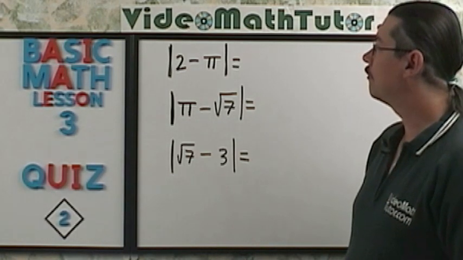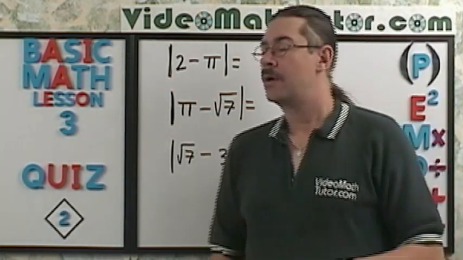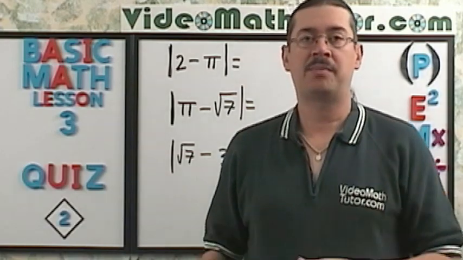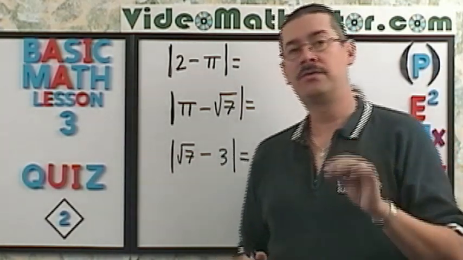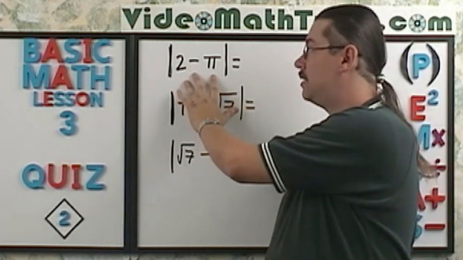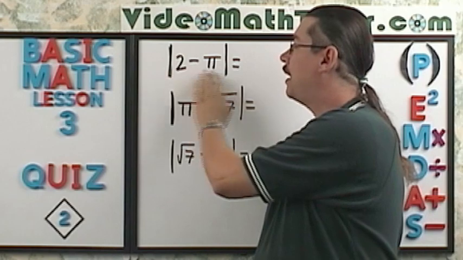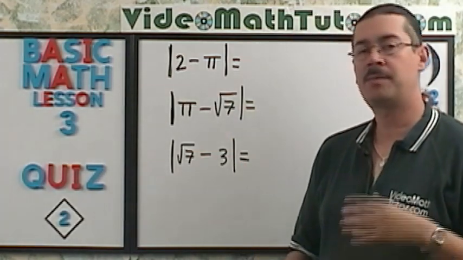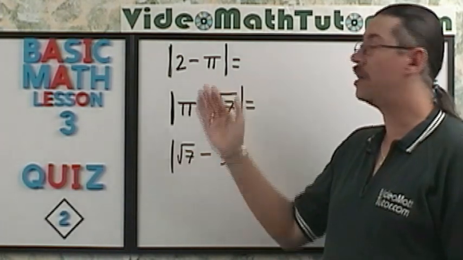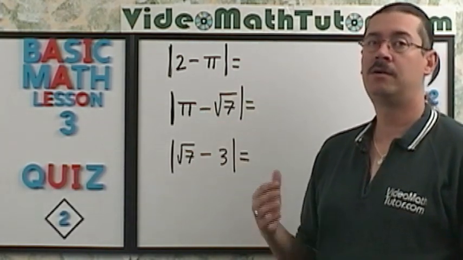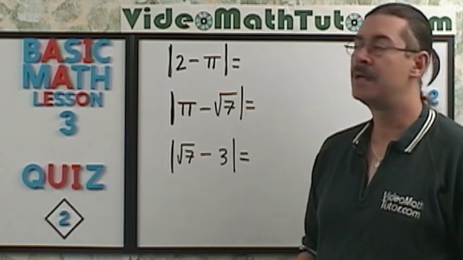For the first one, the absolute value of the quantity 2 minus pi. Well, yes, you can actually subtract 2 minus pi and get some kind of decimal, but we want exact answers. So really, we want to leave this in a form that actually stays pi and it stays 2. But what happens if you actually subtract 2 minus pi? Would the answer be positive or would it be negative? It would be negative because pi is approximately 3.14. 2 minus 3 something is going to be negative.